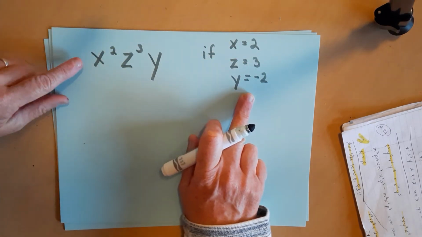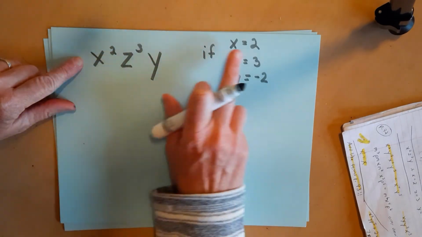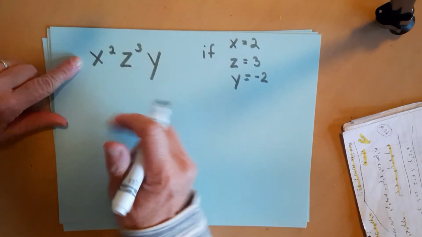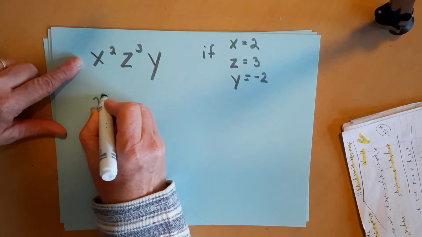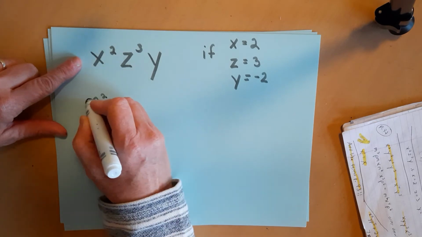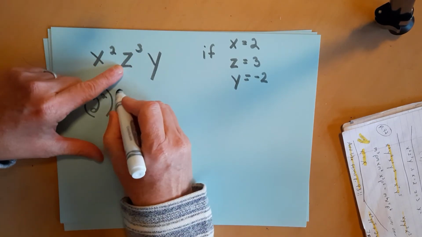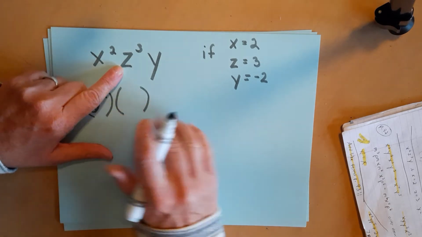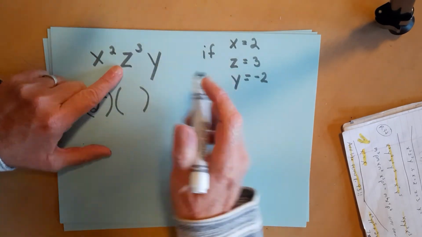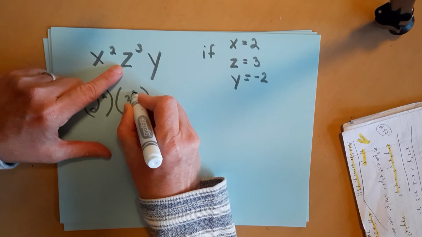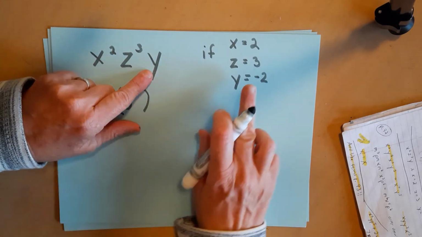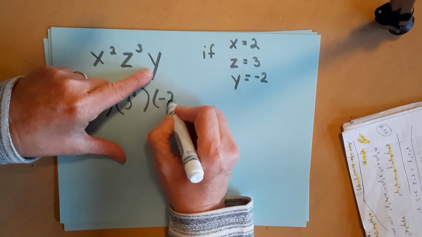It's like a code. So we have x squared. What do we have for x? X equals 2. So we're starting off with 2 squared. We'll put that in parentheses to keep it by itself. Now we're going to do z cubed. We'll also put this in parentheses to keep it by itself. Z is 3, so we have 3 cubed. And now we have y, which is negative 2.